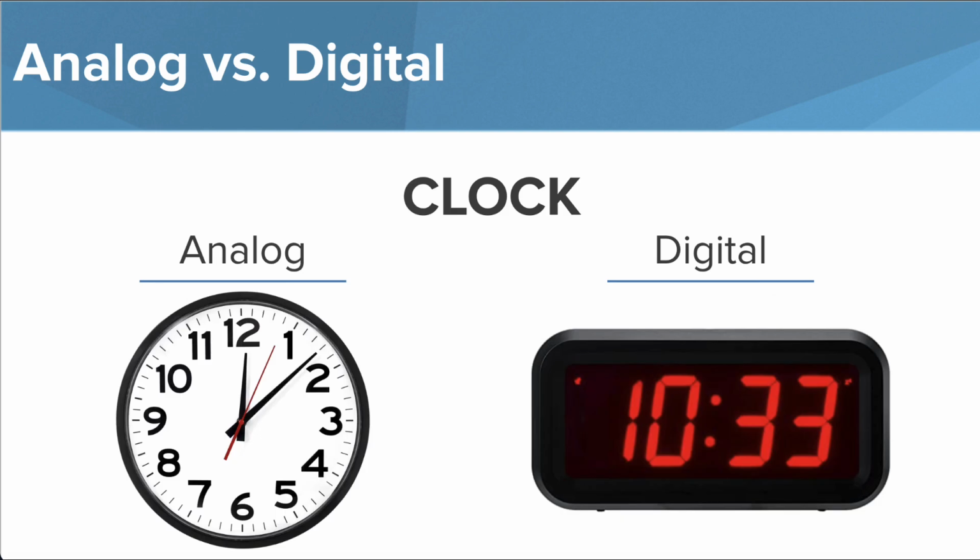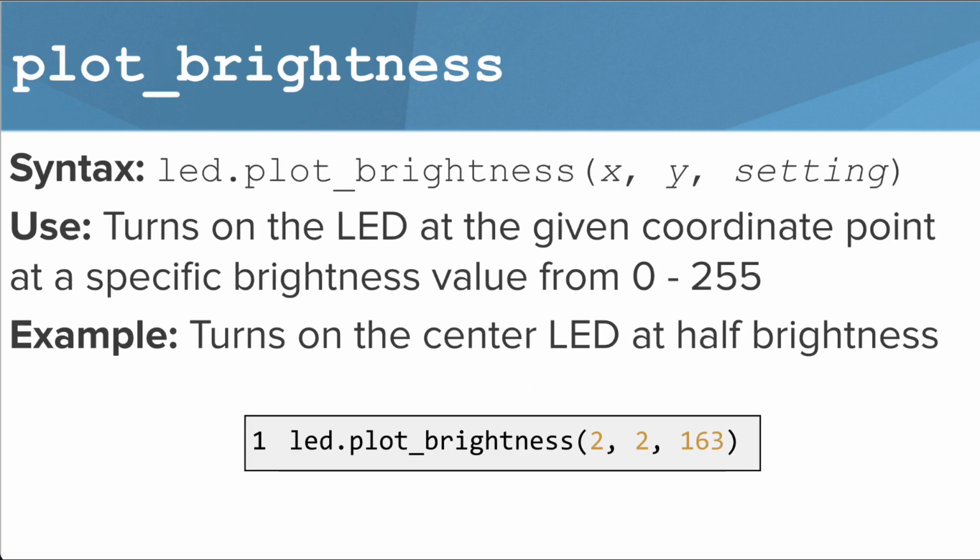Another great example of something that can be analog or digital is a clock. An analog clock could conceivably show an infinite number of times using the minute and hour hand, but a digital clock can only display a discrete number of values on the screen.